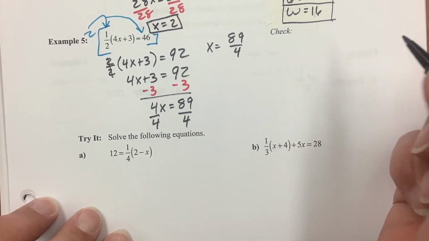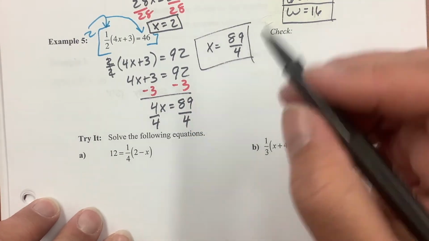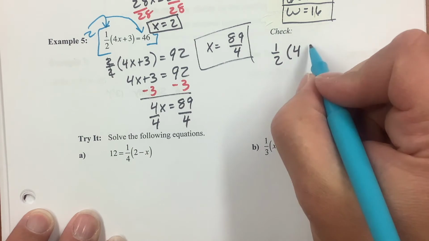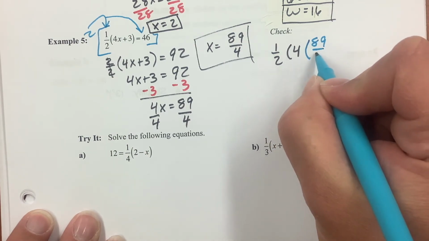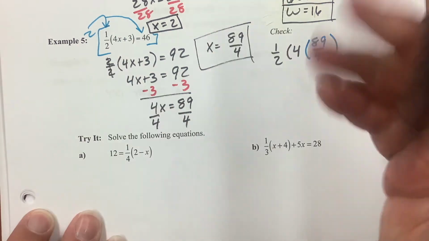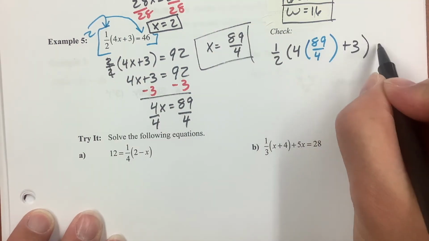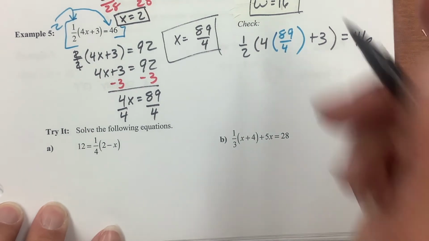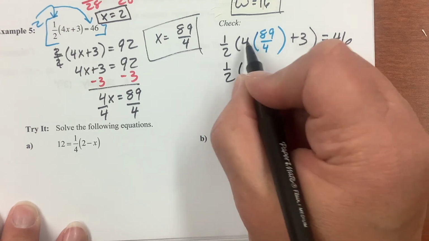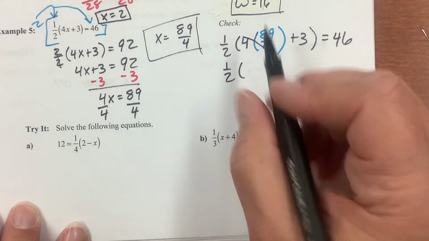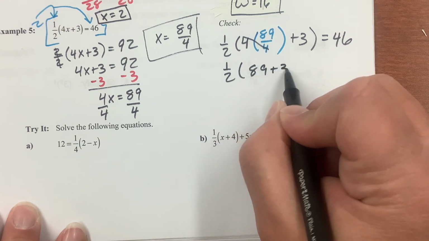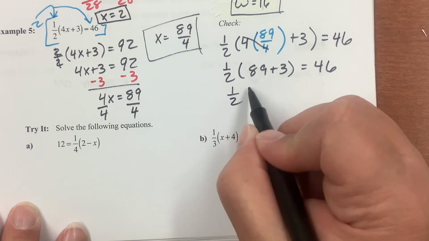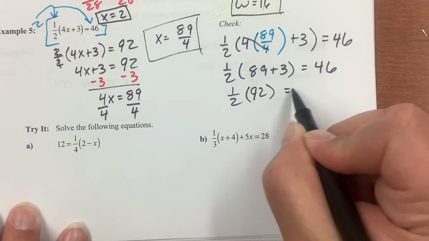Okay, let's check that because that looks crazy. I love it when crazy things work though. All right, so 1/2 times 4 times 89 over 4 plus 3 equals 46. 1/2. 4 times 89 divided by 4, remember those just sort of cancel and you get 89 plus 3 equals 46. 89 plus 3 is 92, so 1/2 of 92 is 46.